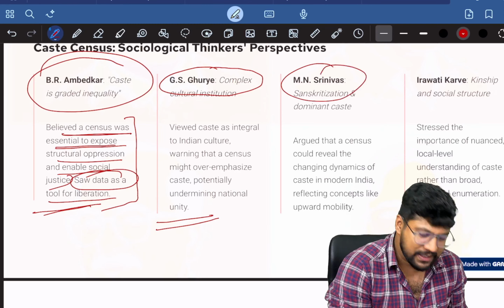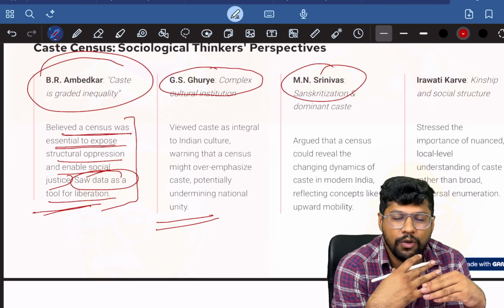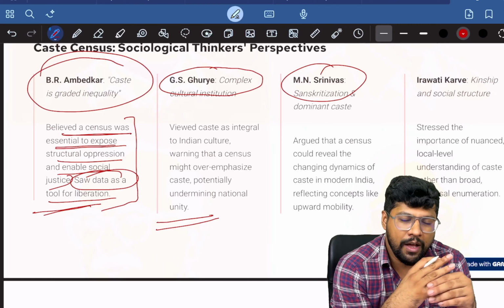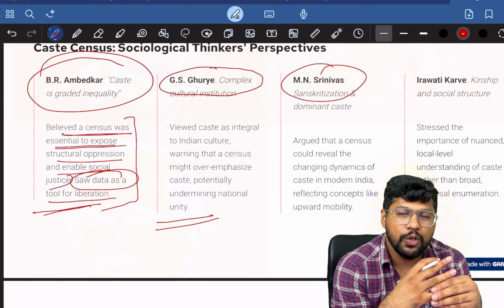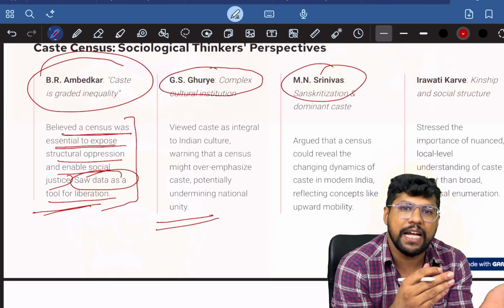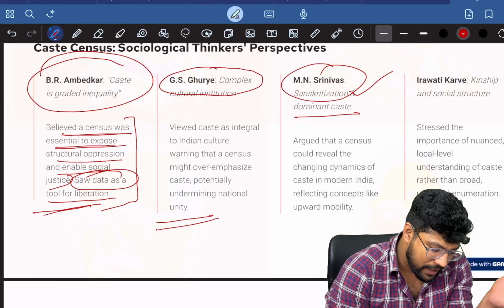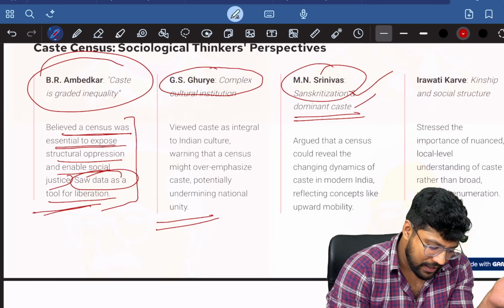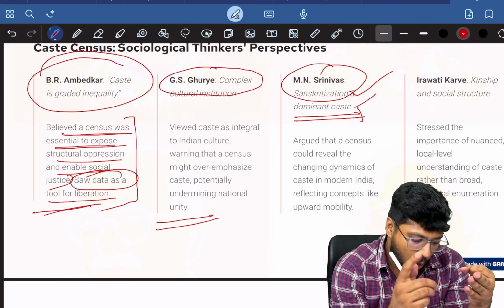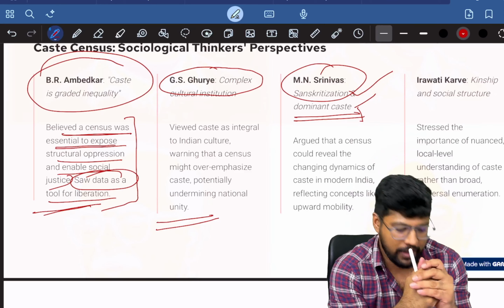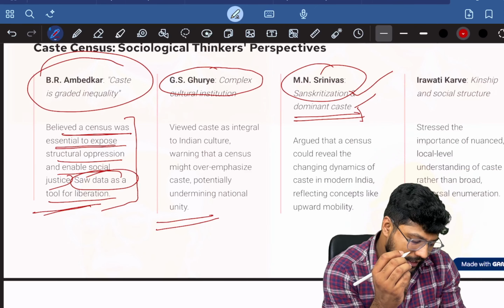M.N. Srinivas saw the caste census as a tool for Sanskritization, because in British times, as per the caste census, caste-based communities used to demand higher status by citing the data. So this is an important tool for Sanskritization and dominant caste. One of the criteria for a dominant caste is political power, large population and wealth. So population is an important aspect of a dominant caste's demand, and that will give upward mobility, or Sanskritization, you can say.